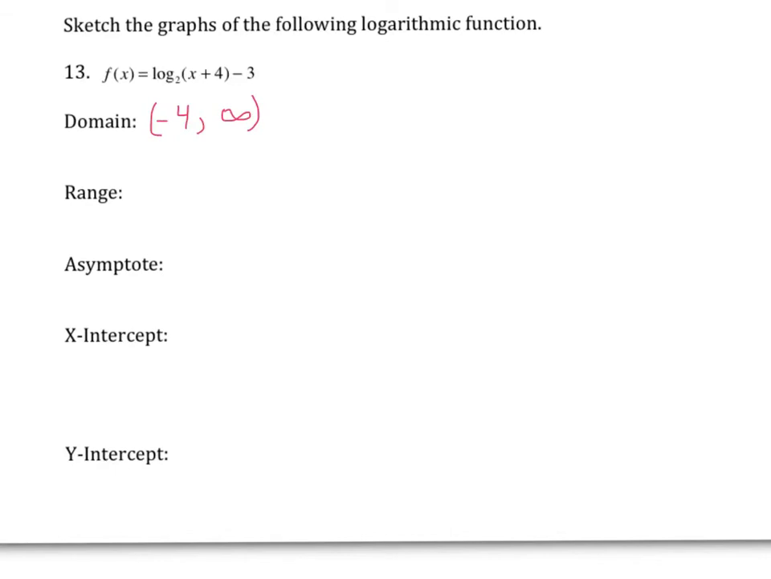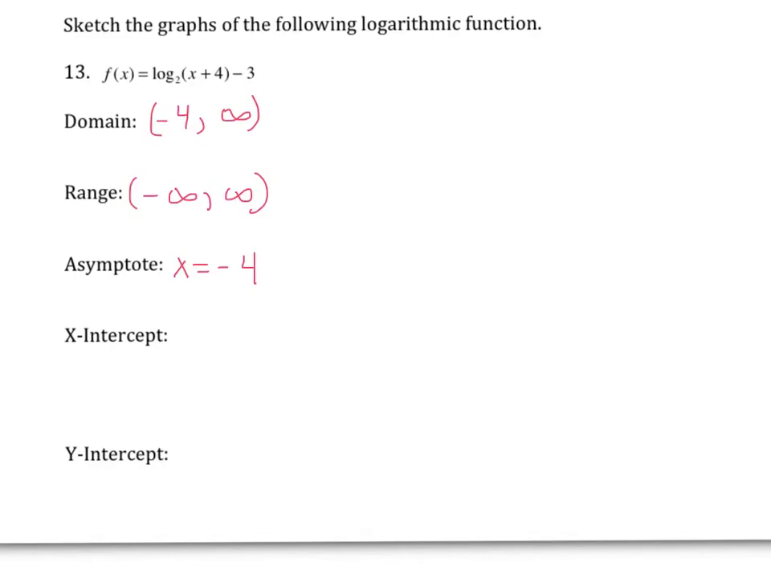For a logarithm, the range is always negative infinity to infinity, because when you take a logarithm of something, you can get both negative and positive answers. Our asymptote is whatever makes the parentheses go to 0. So that would be x equals negative 4. And we have a vertical asymptote this time for a logarithm graph.